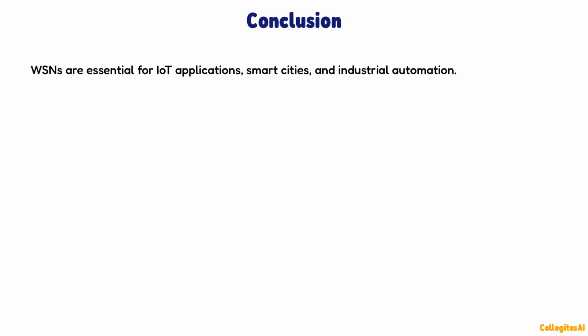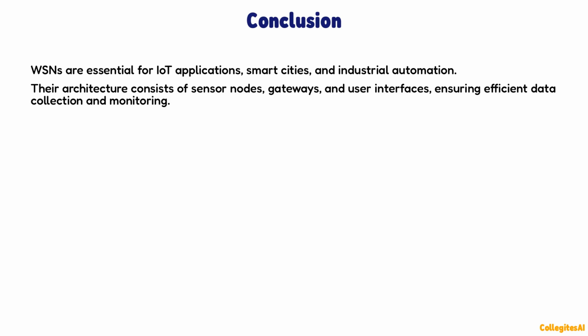In conclusion, wireless sensor networks are essential for a wide range of applications, including IoT, smart cities, and industrial automation. Their architecture, comprising sensor nodes, gateways, and user interfaces, ensures efficient data collection and monitoring.